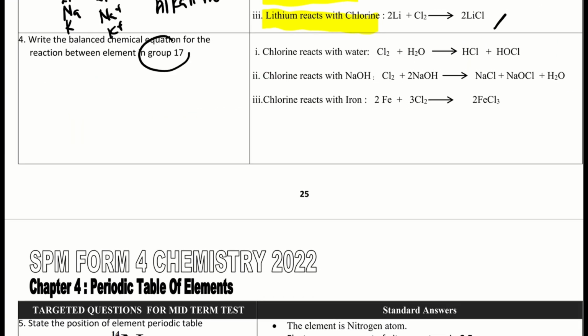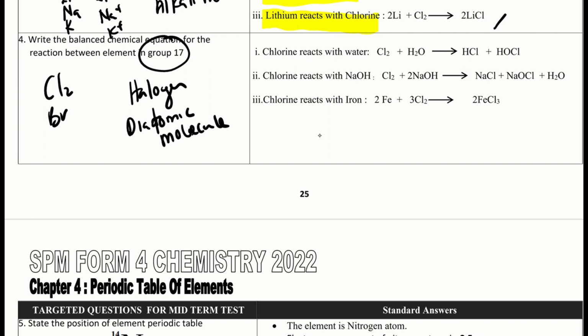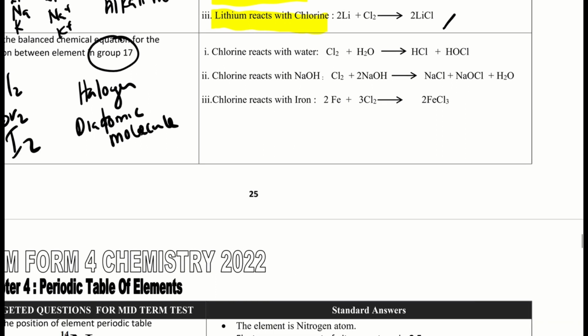Group 17 elements are known as halogens. And please remember, all these halogens exist as diatomic molecules. So when writing the formula, we must write Cl2, Br2, I2. All these group 17 elements can react with water, alkali and iron.